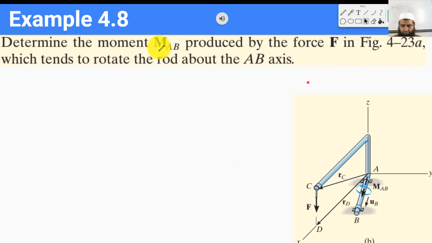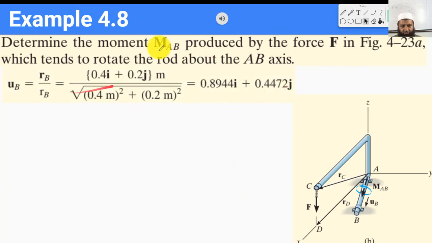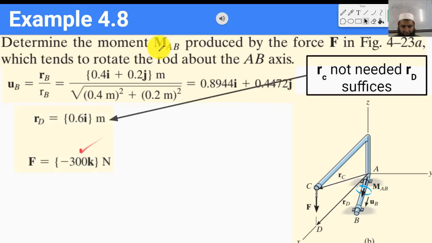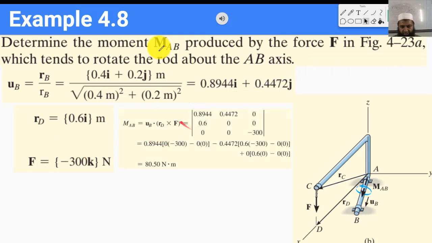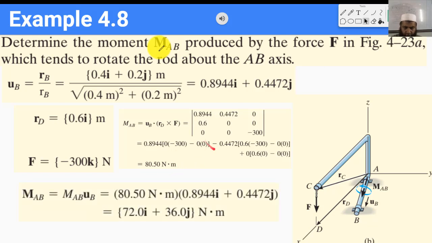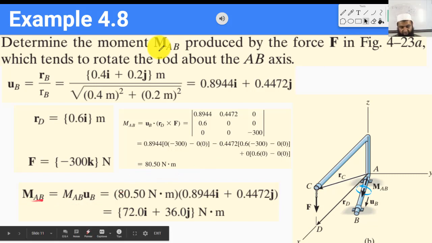Okay, so here we look at the solution. First of all, we find the unit vector as we did just now, and then we find the position vector and the force vector, and then we plug all of these numbers in, and we get this result. Again, to find the vector, we use the magnitude times the unit vector, and we get the result here again.